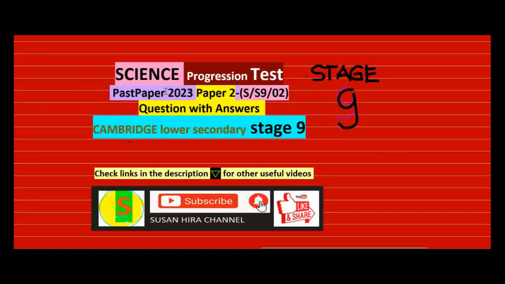So today we have discussed the Science Progression Test Past Paper 2023, Paper 2 SS902, questions with answers, Cambridge Lower Secondary, Stage 9.